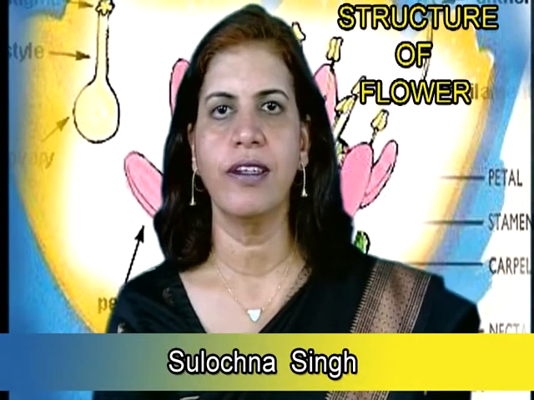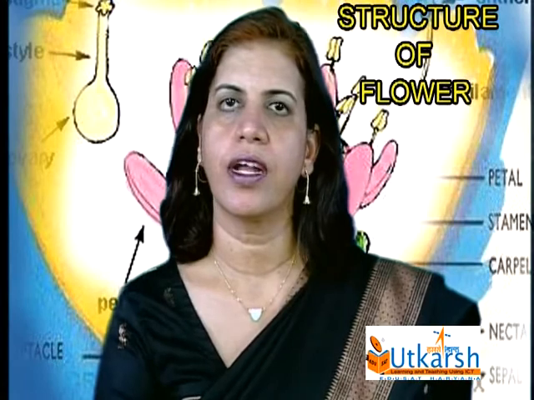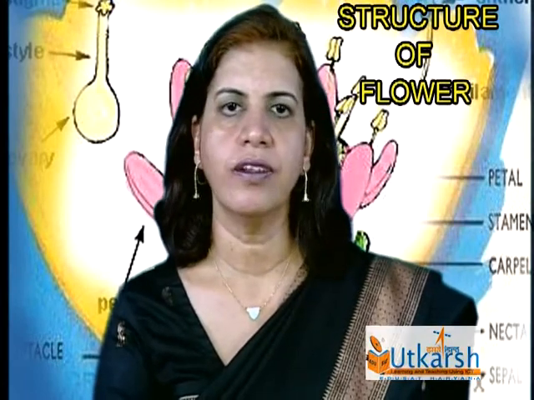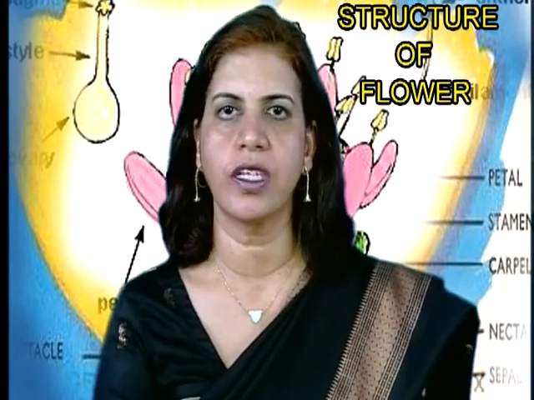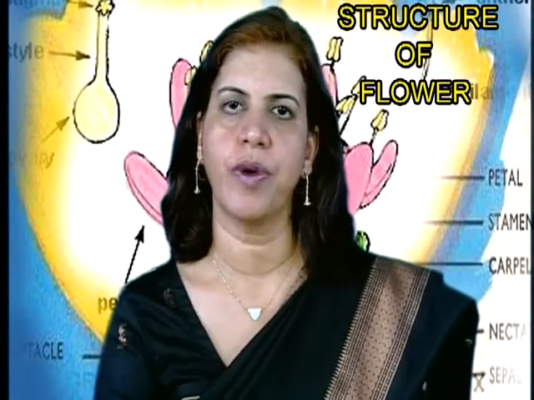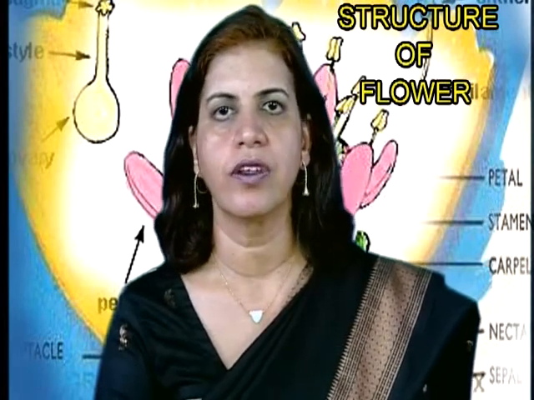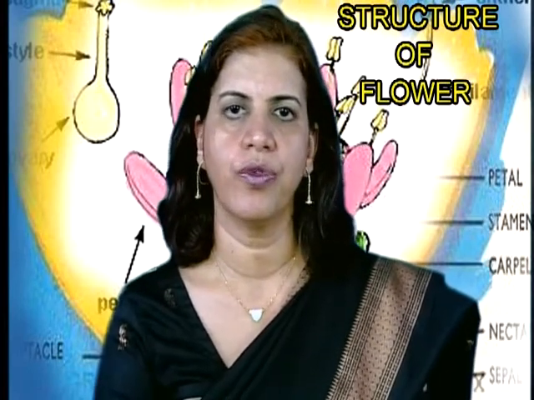Today, we will discuss the structure of a flower. The flower and its parts are concerned with sexual reproduction in angiosperms. What are angiosperms? Angiosperms are the plants in which seeds are enclosed within the ovary.